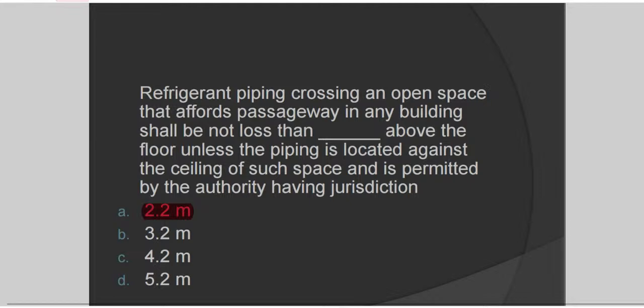Refrigerant piping crossing an open space that affords passageway in any building shall be not less than ____ above the floor unless the piping is located against the ceiling of such space and is permitted by the authority having jurisdiction. A. 2.2 m B. 3.2 m C. 4.2 m D. 5.2 m.